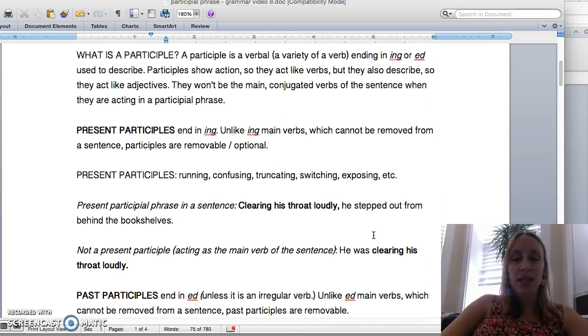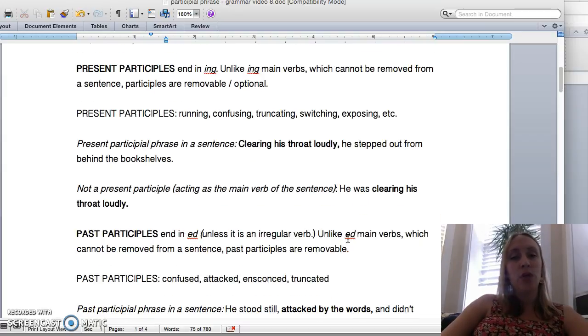Present participles end in ing, unlike ing main verbs, which cannot be removed from the sentence and retain the sentence's meaning and grammatical correctness. Participles are removable, optional. Present participle examples: running, confusing, truncating, switching, exposing. Present participle in a sentence: clearing his throat loudly, he stepped out from the bookshelves.